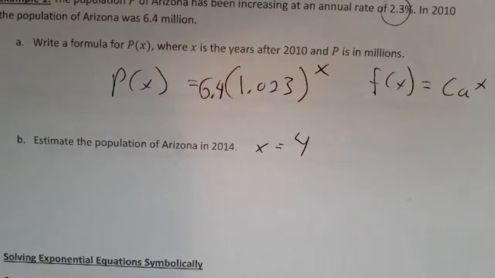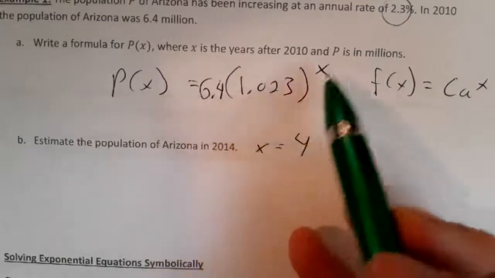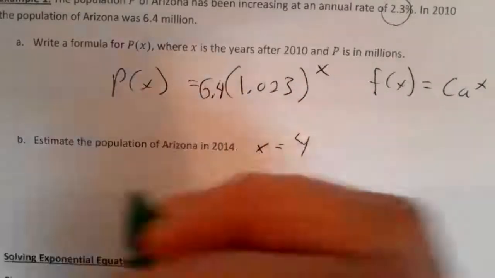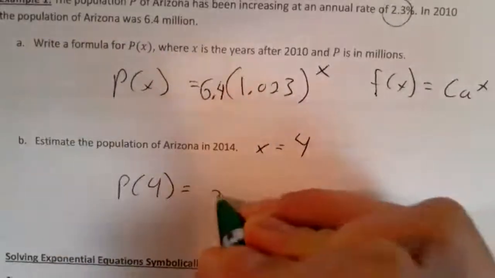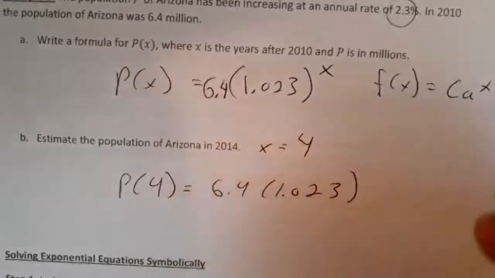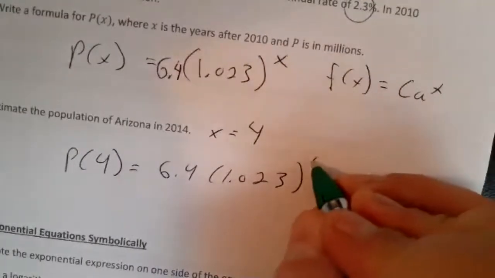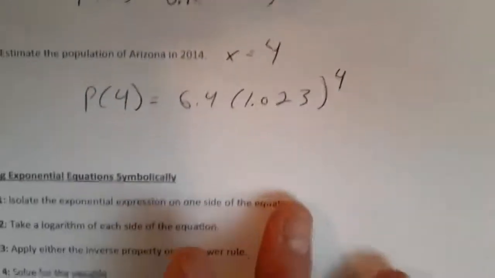Aside from the words written into this problem, most of the math is a straightforward application of exponentials, like we've been doing. We're just plugging in, trying to find what it was 4 years later: 6.4, 1.023, 102.3%, and then we plug in the 4. So definitely going to use a calculator to figure this out.